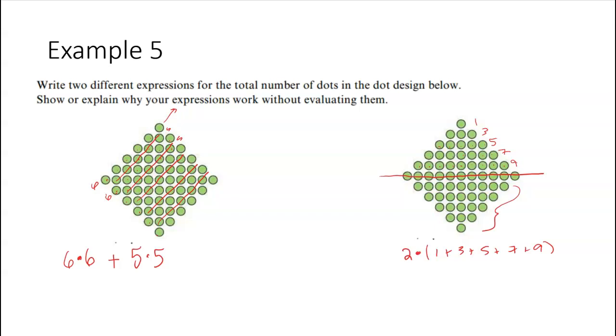Now that'll cover all of these, right? But it won't cover this middle row, but I could just add that in. What do we have here? 1, 2, 3, 4, 5, 6, 7, 8, 9, 10, 11, which you may have guessed because of the odd numbers. And that would be two different expressions for the same thing.